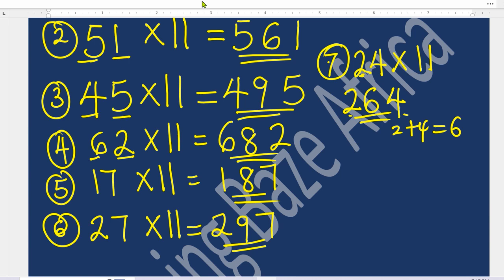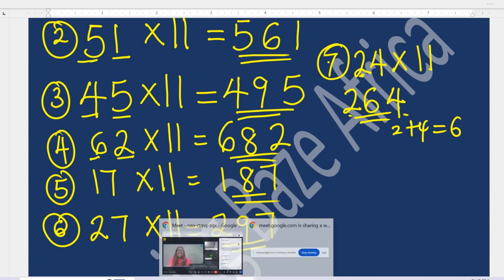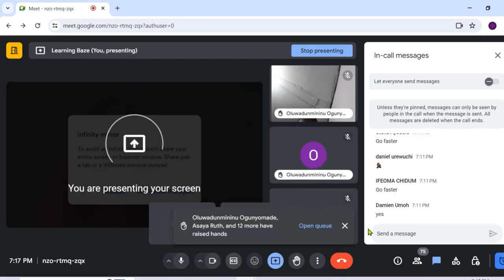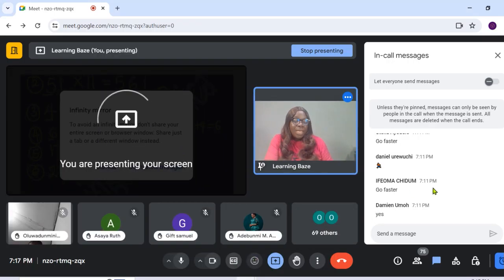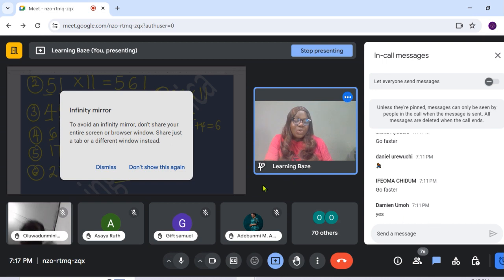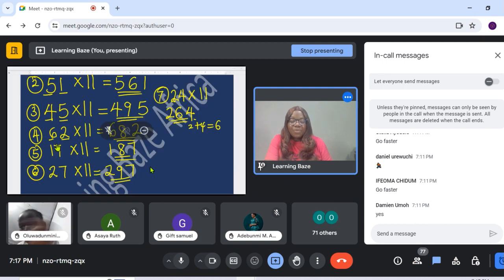Now it is question time. Question time, stars time. Okay, so let me see those who will earn stars for themselves. Let me see the students who will earn stars for themselves.